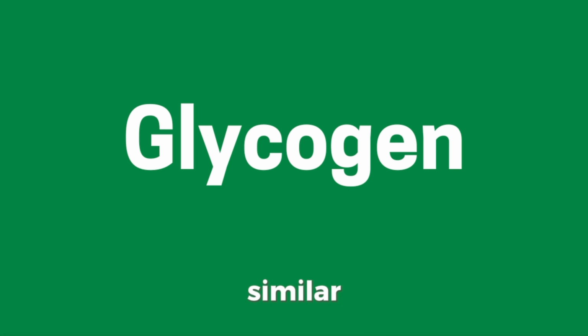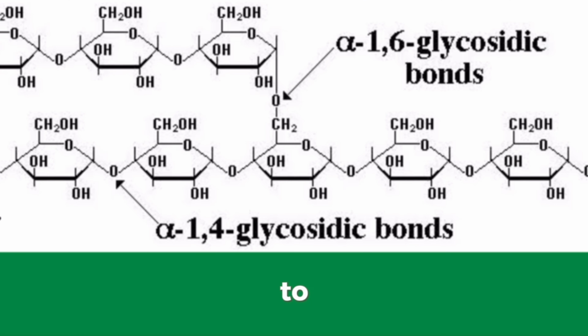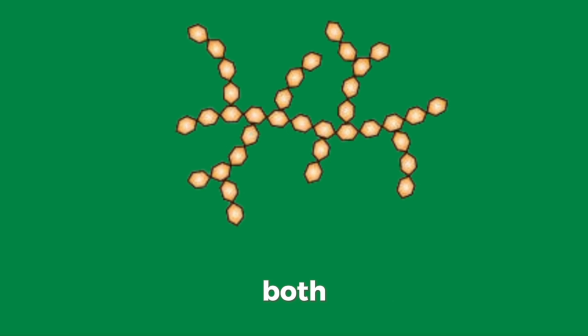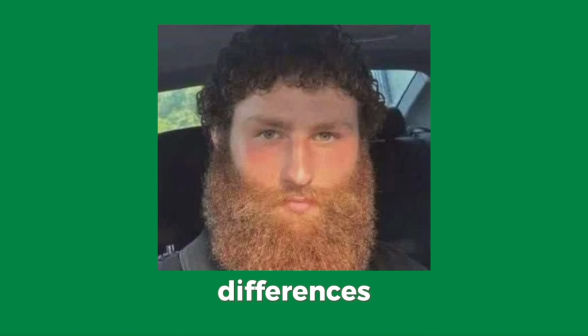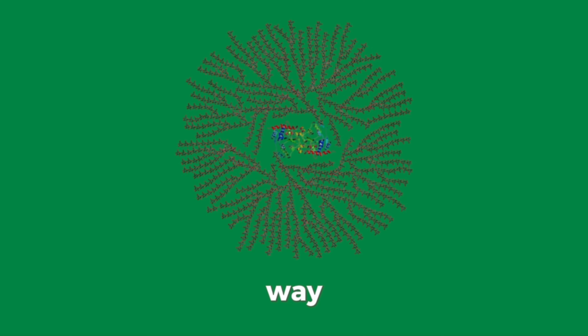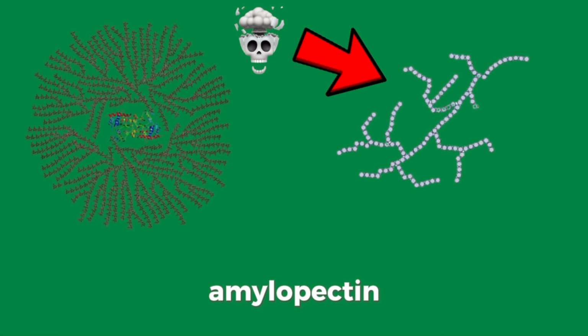And again, they are similar, right? They're both branched structures. They both have 1 to 4 and 1 to 6 glycosidic bonds. They're both alpha glucose polymers. They are both carbohydrates. They are both used for energy. Except there are 2 key differences, okay? Glycogen, again, is cooler. Why? Because he is more branched. Way more branched. He is so much more branched than puny amylopectin.